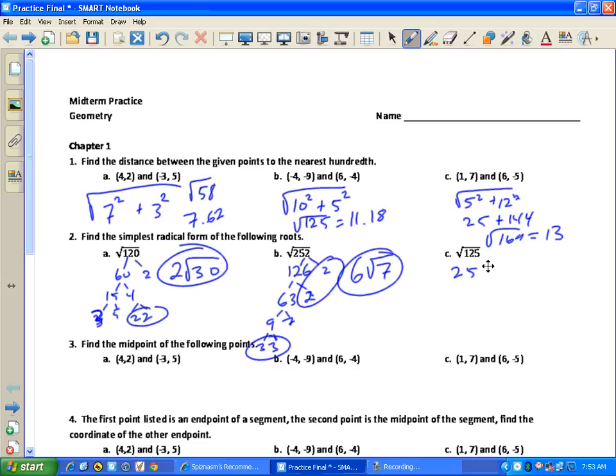125 is 25 times 5. 25 is 5 and 5. So this is 5 square root of 5.